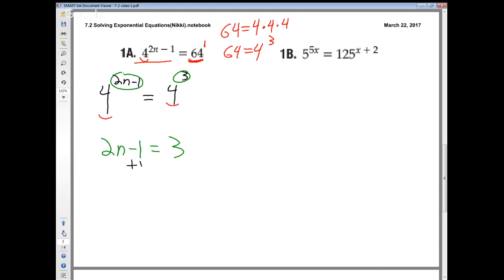Let's go ahead and take care of the minus 1 by adding it to both sides. And by doing that, we'll now have 2n equal to 4. And then all you need to do is just divide by 2, and you get n is equal to 2. And again, if need be, you can always double check.